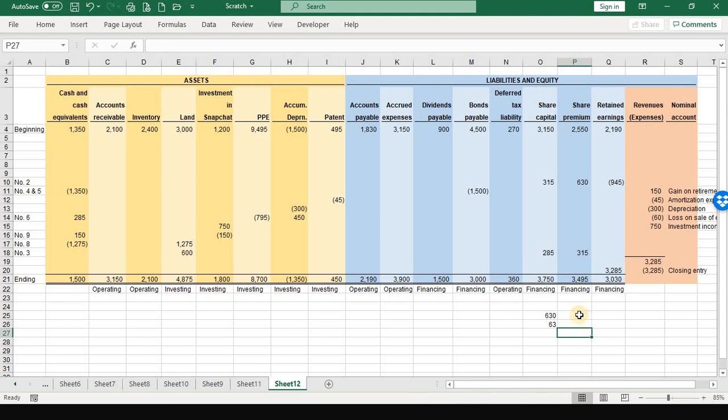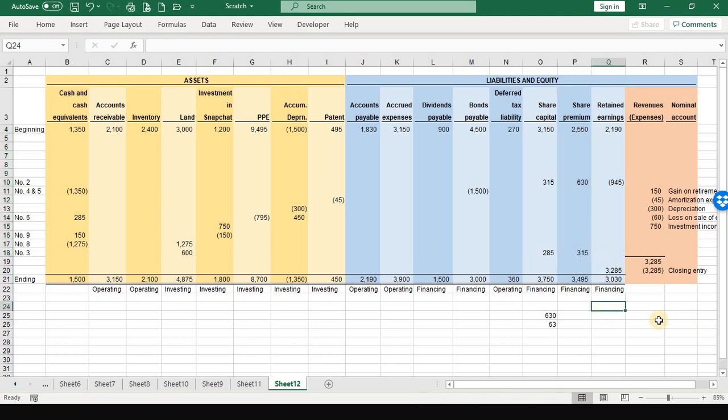For the share premium, we have a beginning balance of 2,550. Then add this to the 630 and 315. The total is 3,495, which is also the ending balance for share premium. Now, the remaining accounts that we are not yet through with the analysis are the dividends payable and retained earnings. So these two accounts are related because of the dividends, since dividends are deducted from retained earnings.